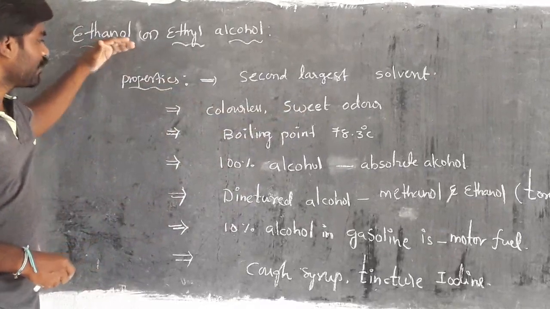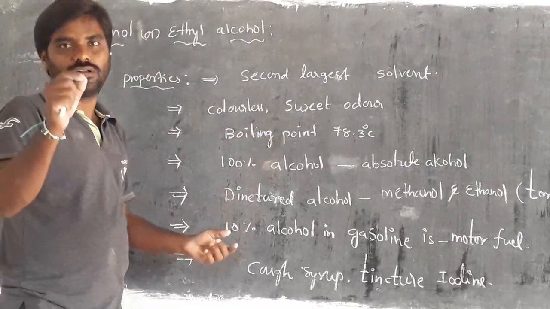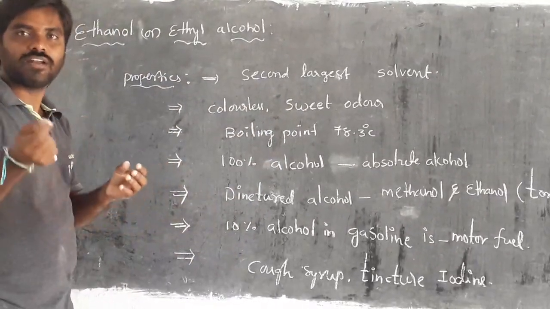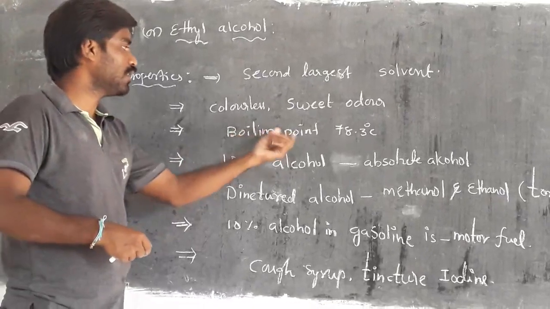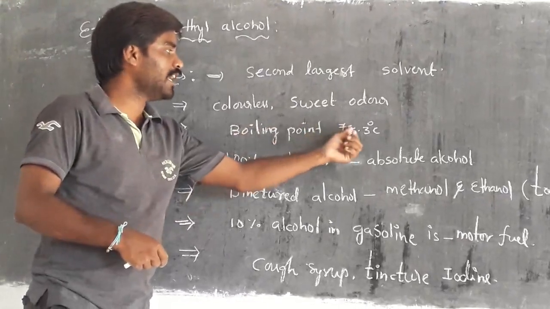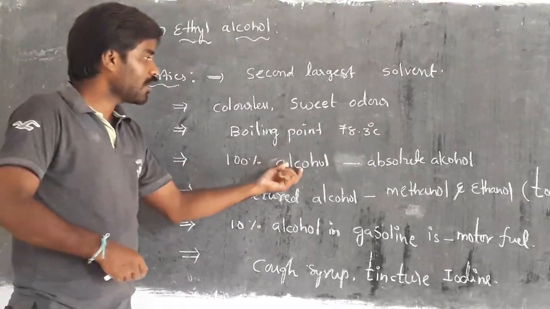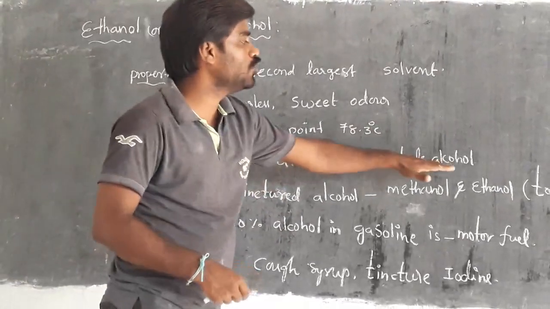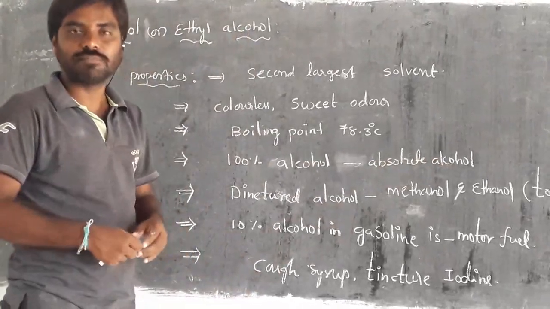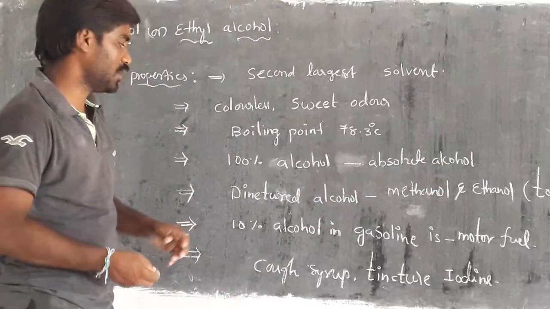And the boiling point of ethanol is, for pure alcohol, not the one added with water, 78.3 degrees Celsius. Then 100% alcohol we call absolute alcohol.